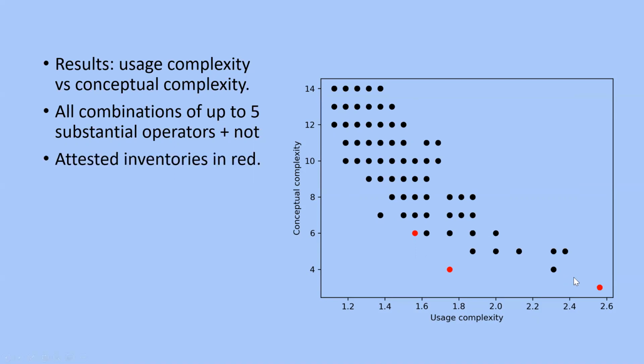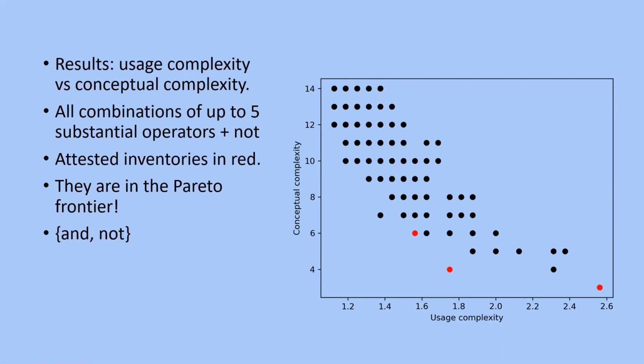Okay, so the attested inventories are in red, and what you see is that they are on the Pareto frontier. And what this means is that a language on the Pareto frontier is such that, given its level of conceptual complexity, it cannot get any better in terms of the user complexity, and given its level of user complexity, it cannot get any better in terms of the conceptual complexity.